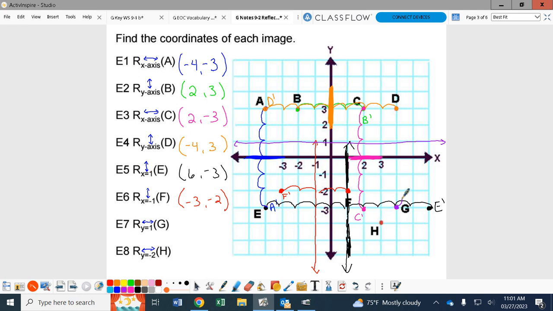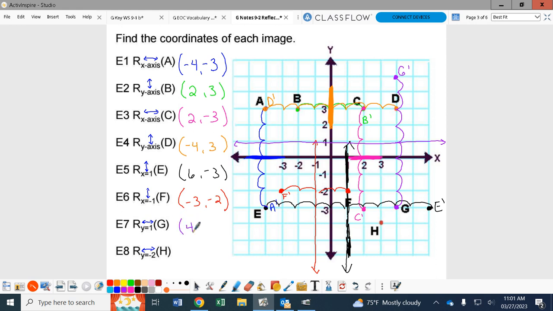How far away from that line is point G? How many blocks away? 4. 1, 2, 3, 4. So I got to go 4 more above it. 1, 2, 3, 4. There's G prime. What ordered pair is that? That's pretty high up, guys. Where is it? 4, 5. 4, 5 is correct.